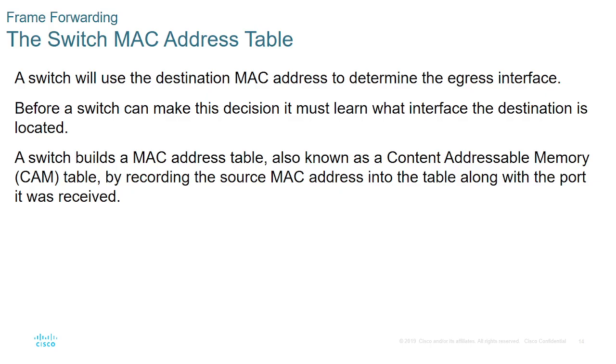So a switch will use the destination MAC address to determine the egress interface. Before a switch can make a decision, it must learn what interface the destination is located on. A switch will build what they call a MAC address table, which I've just shown you, also known as the content addressable memory table, by recording the source address into the table along with the port where it was received. And that mapping is what the switch bases its forwarding on. A frame comes into the switch, it checks this table and knows where the destination is located, which port to send it to.